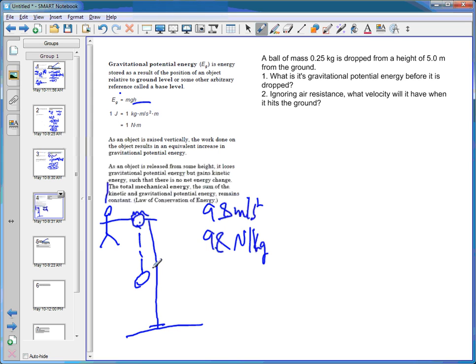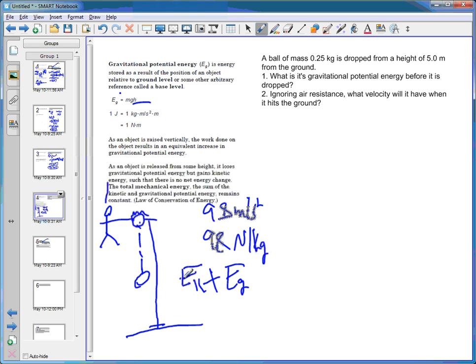The total mechanical energy is equal to EK plus EG, and that is always constant. So in other words, whatever amount of gravitational potential energy it loses here because it's dropped to a lower height, it gains in kinetic energy by speeding up. That's a very, very important concept to understand, that the total mechanical energy always remains the same.